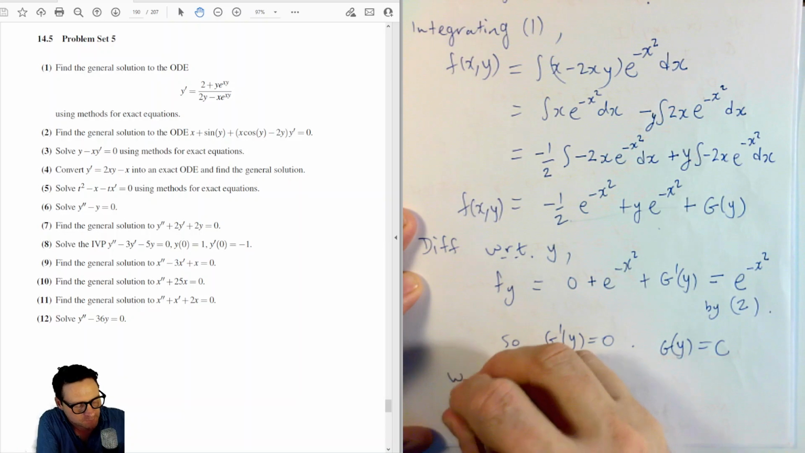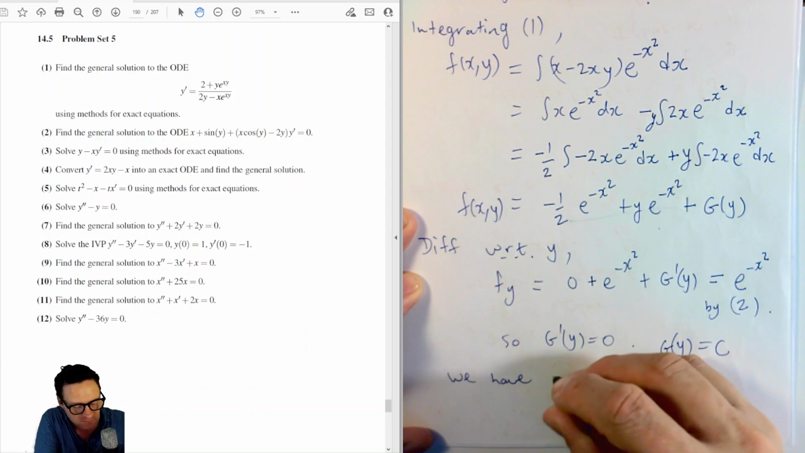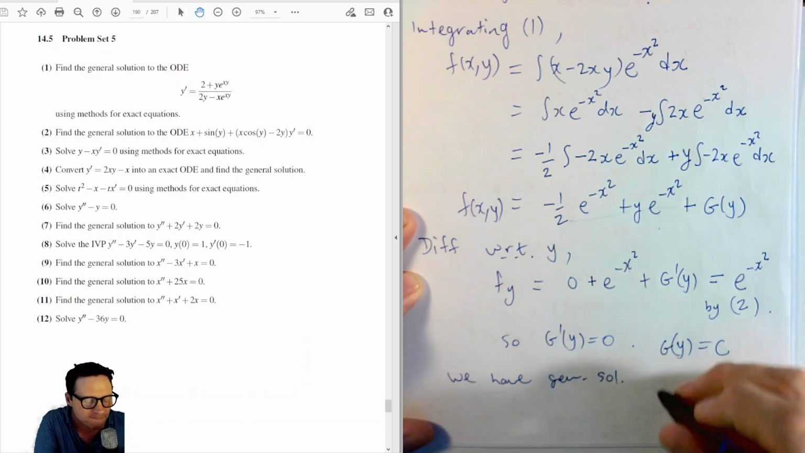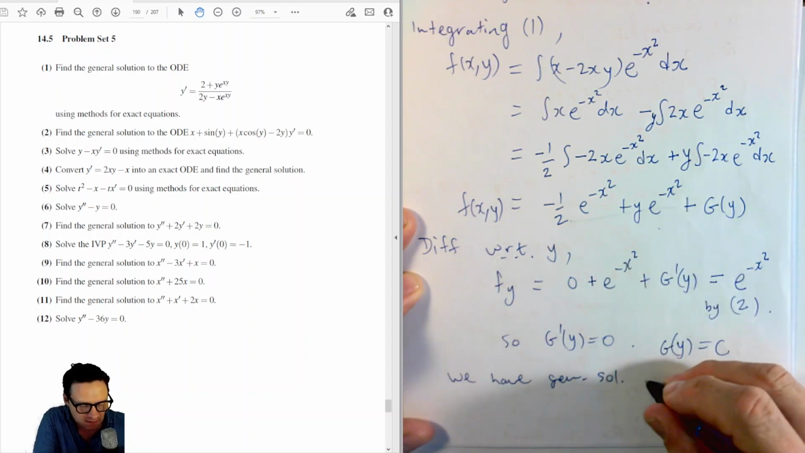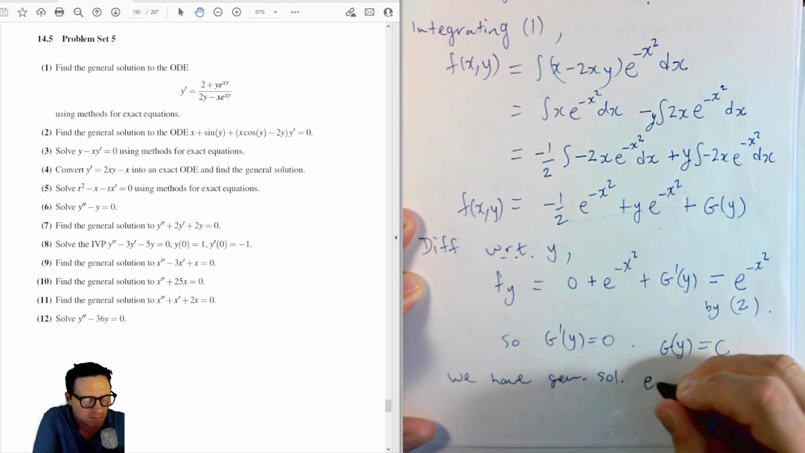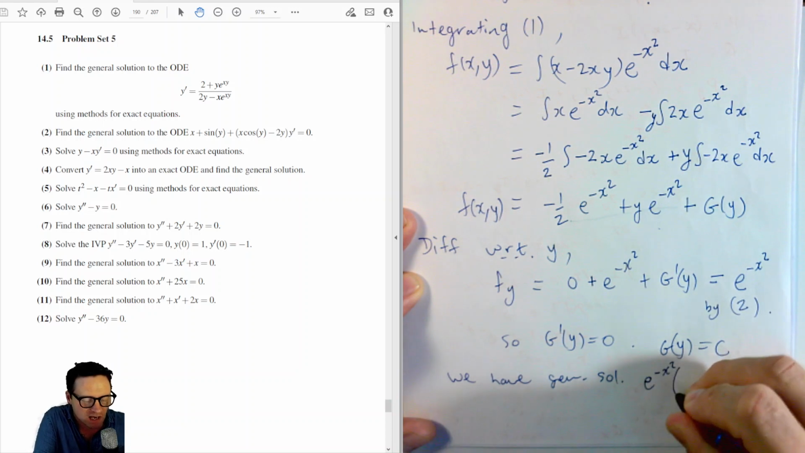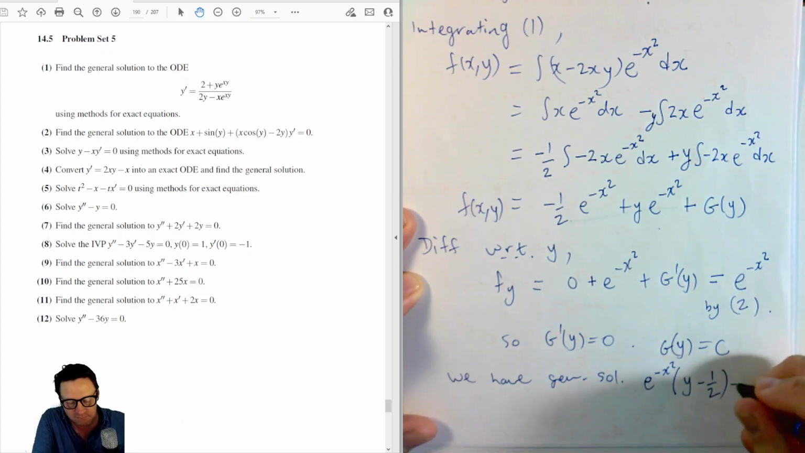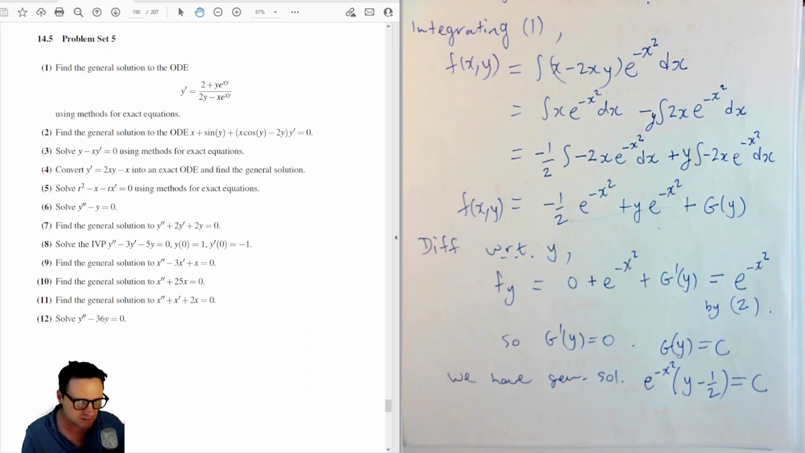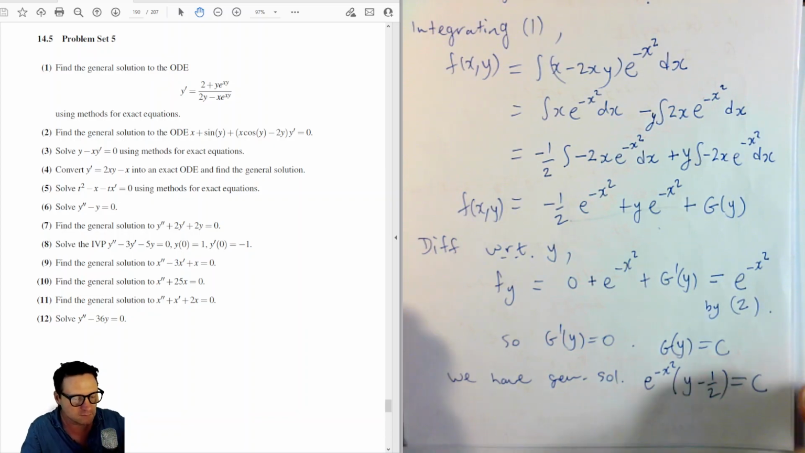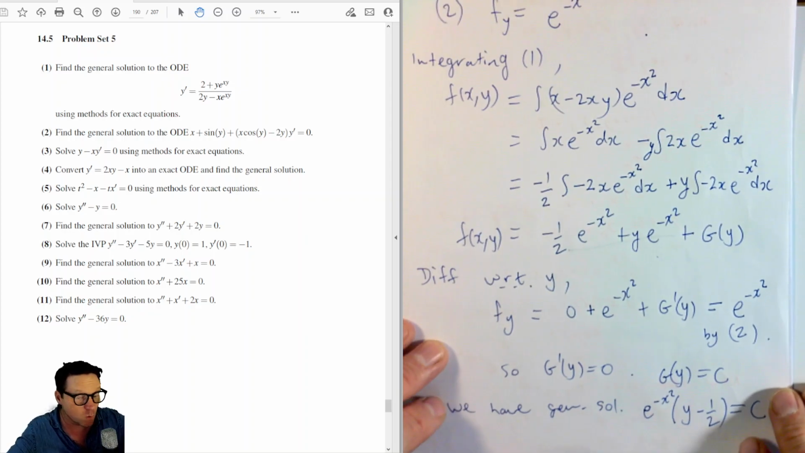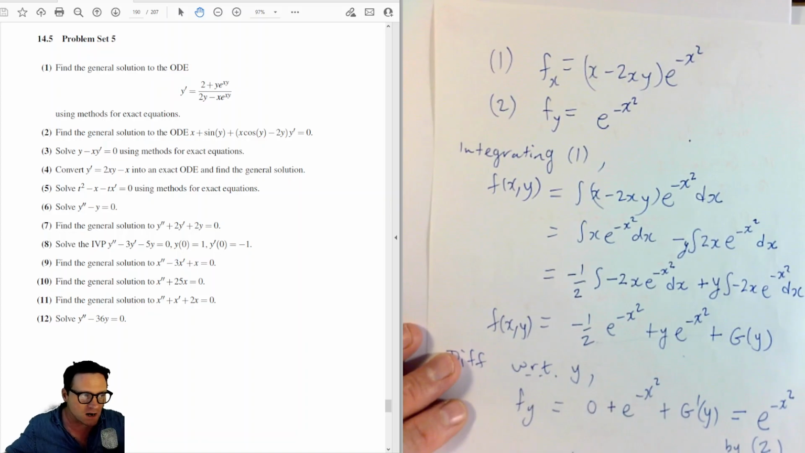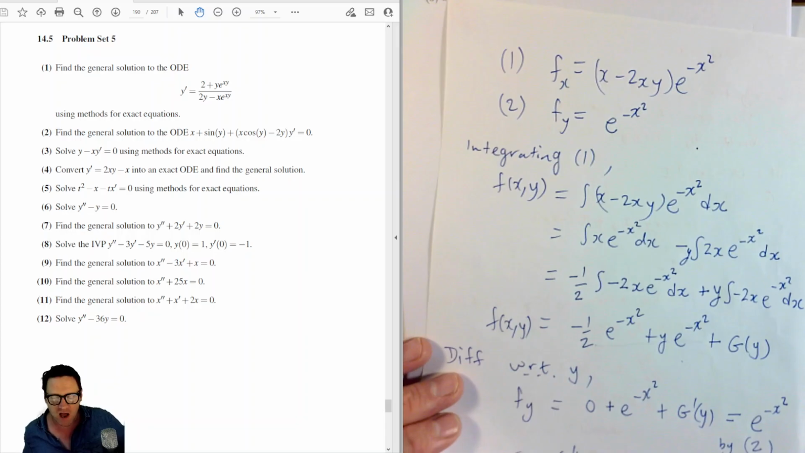So we get the general solution, and let's factorize this. So e to the minus x squared outside of y minus a half equals c. That should be our general solution to the differential equation we were given in question 4. All right, so that brings us to question 5.